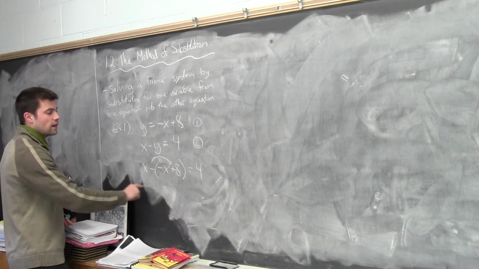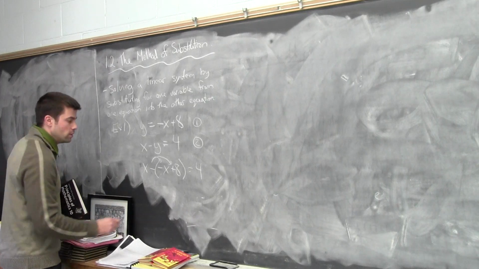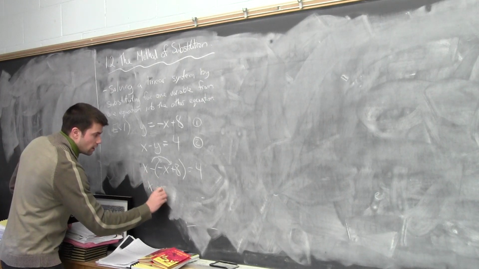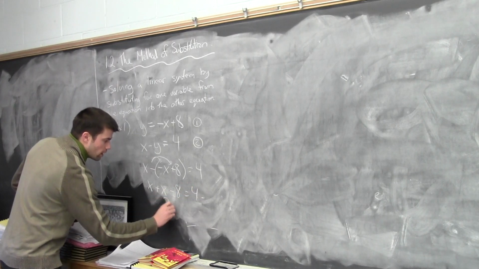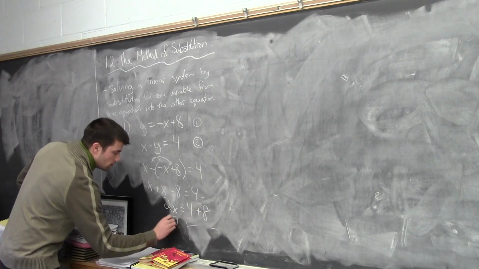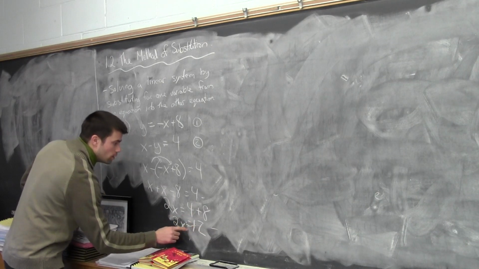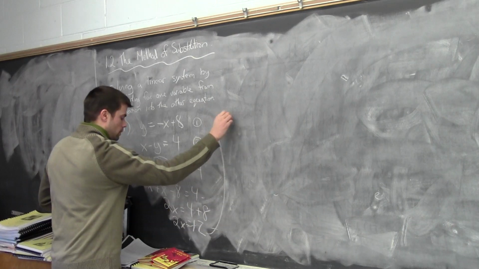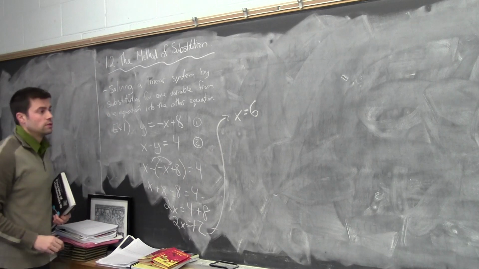Once I've done that, now I'm just going to multiply, rearrange, and solve for the one variable. So we have x plus x minus 8 equals 4. We have 2x equals 4 plus 8. 2x is equal to 12. x is equal to 6.